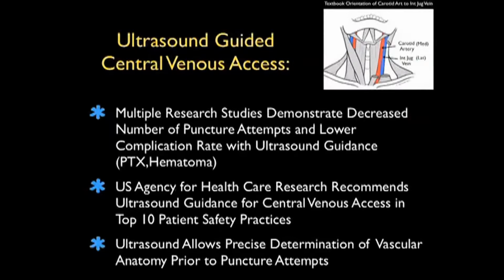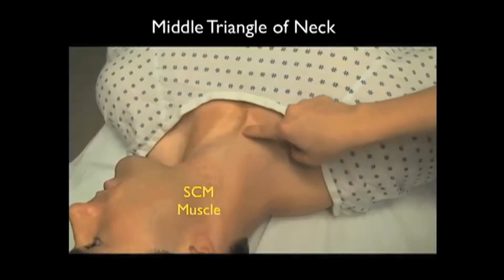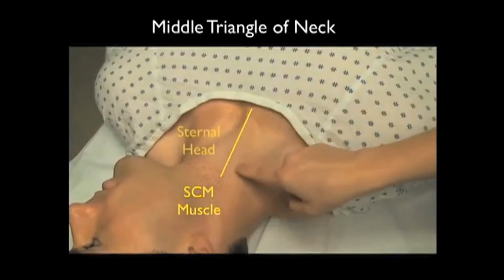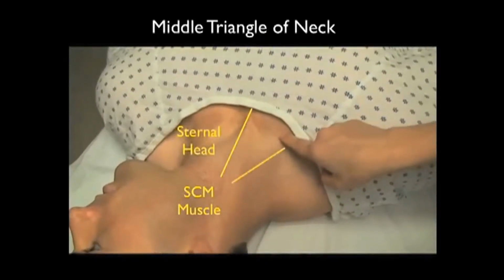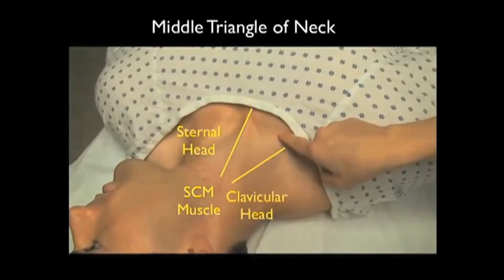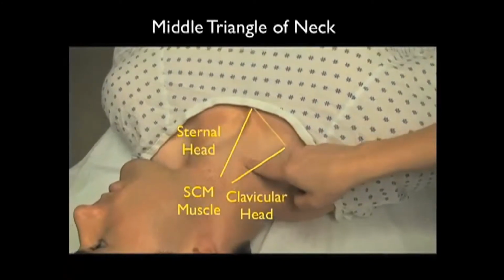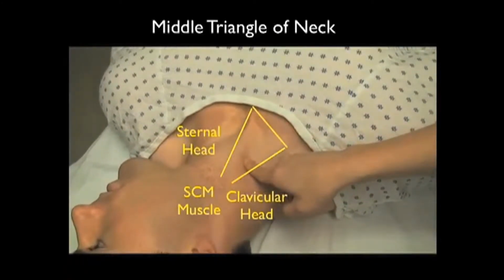to a puncture attempt. Here's the middle triangle of the neck that serves as the standard approach for cannulation of the internal jugular vein. We see here the branches of the sternomastoid muscle, the sternal head medially, and the clavicular head laterally. Here we're putting our finger into the triangle of the neck, and this indentation between the muscle heads would be the standard approach for placement of the needle. We see here that the clavicle forms the inferior boundary of the middle triangle of the neck.